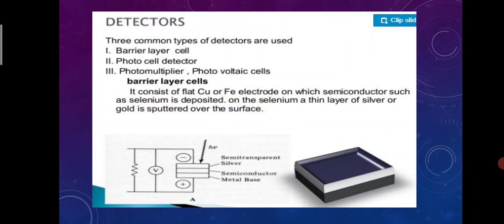Three common types of detectors are used: barrier layer cell, photocell detector, photomultiplier and photovoltaic cells. First we go for the barrier layer cells.